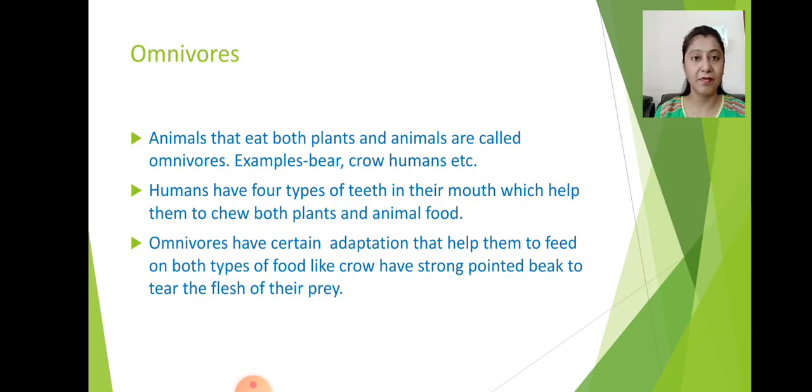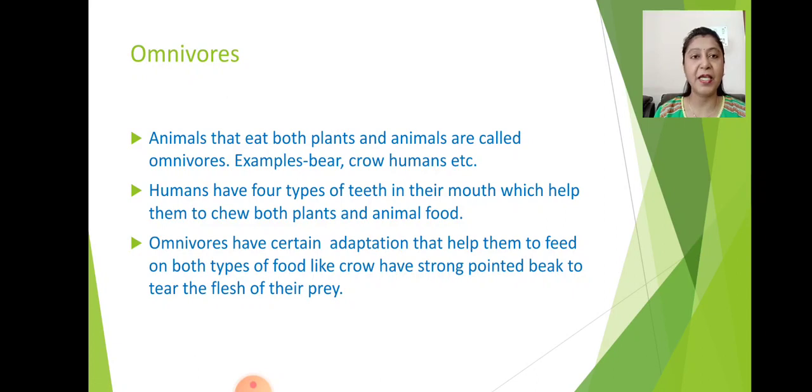Next topic is omnivores. Animals that eat both plants and animals are called omnivores. Examples: bear, crow, humans. These are the most common examples. Skunk, sloth, opossum. These are also examples of omnivores.